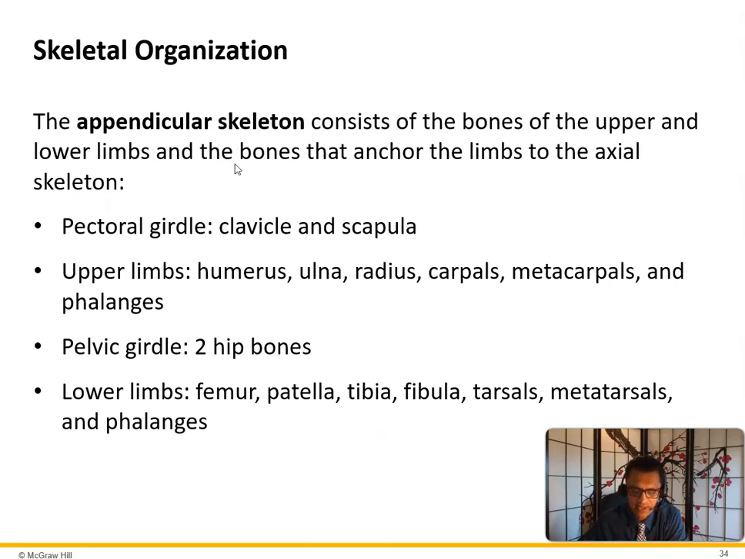The appendicular skeleton consists of bones of the upper and lower limbs and the bones that anchor the limbs to the axial. So that would be the pectoral girdle, clavicle and scapula, the upper limbs, the humerus, the ulna, the radius, the carpals, metacarpals, and phalanges, the pelvic girdle, which is the two hip bones, and of course the lower limbs, which is the femur, patella, tibia, fibula, tarsals, metatarsals, and phalanges.